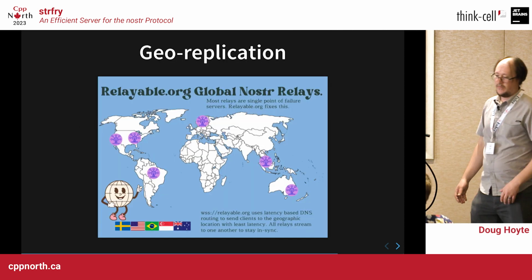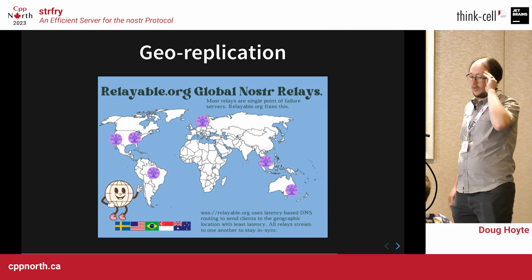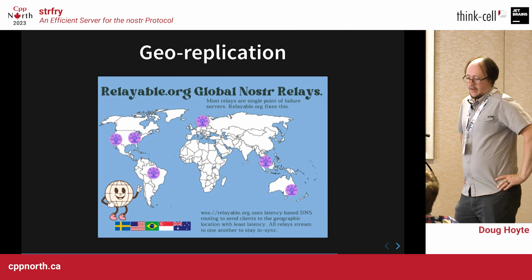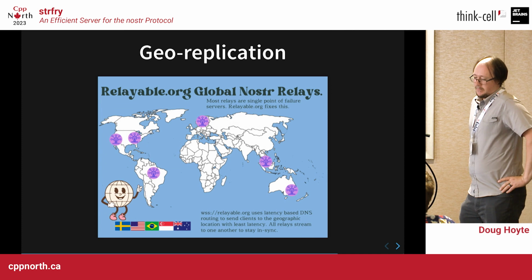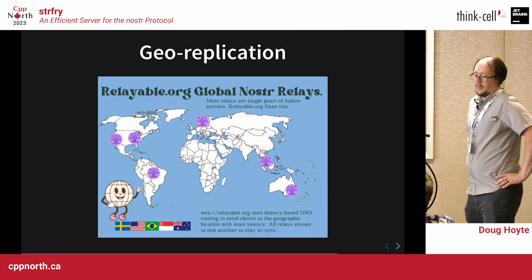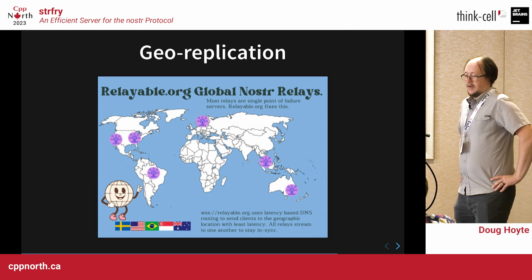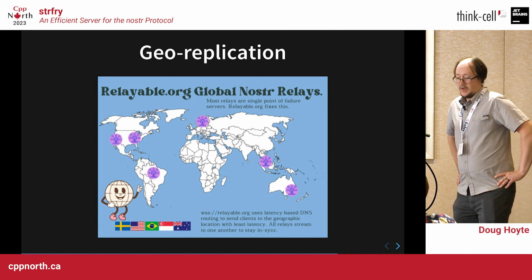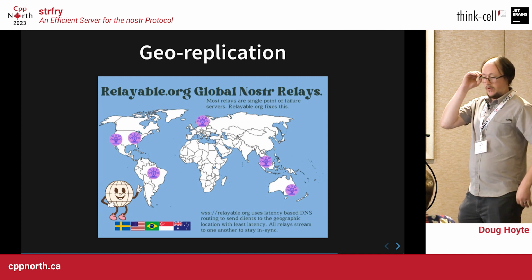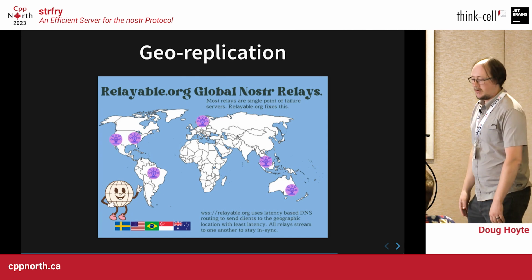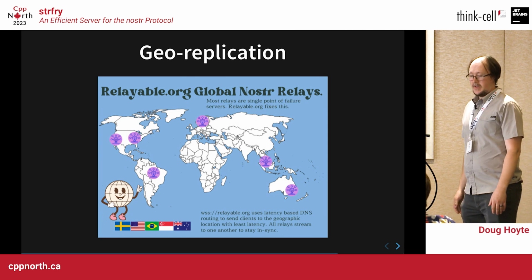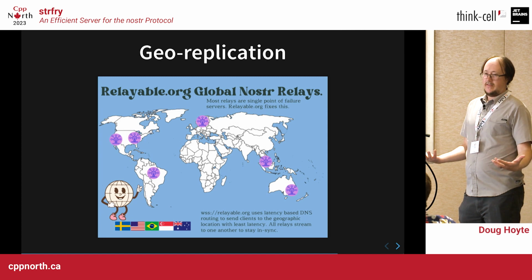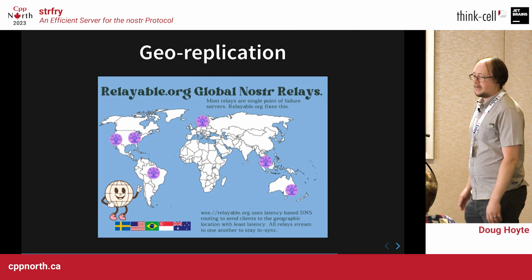Another thing that we use this for is geo-replication, right? There's this cool project, relayable.org. They run strfry, and I think it's actually even a couple more servers in this now, but a bunch of different servers in the mesh. The idea behind that is that pretty much everywhere you are in the world, you'll have a fairly low latency connection to a Nostr relay, right? However, it'll be a globally, eventually consistent view of this database, right?